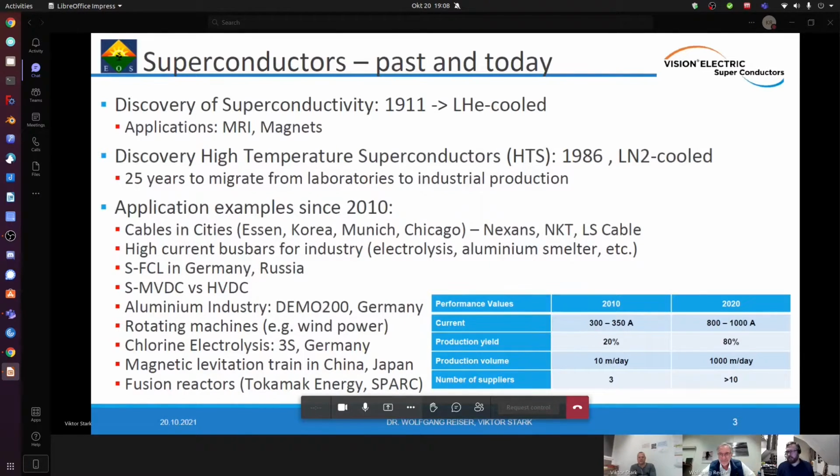So MRIs, please explain. Yes, these are the medical devices. How can I explain them? Yeah, I don't know how to explain MRIs. This magnetic Röntgen, right? Is it that? Yeah. Yes.